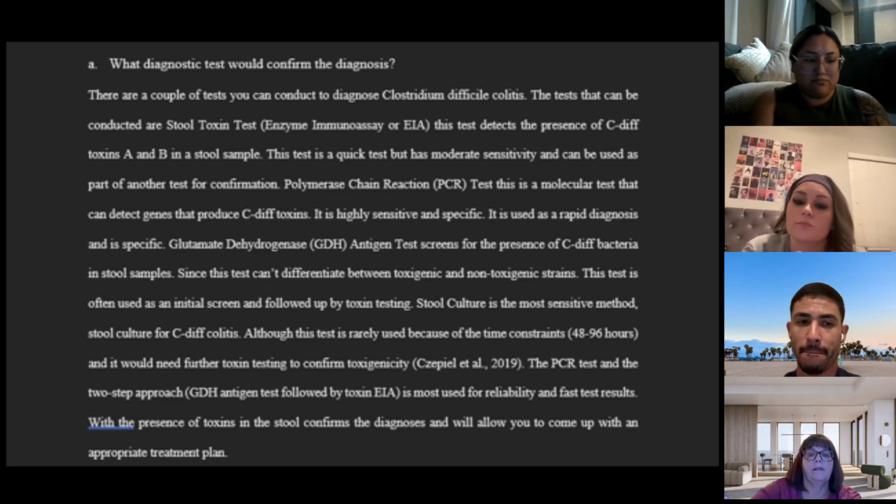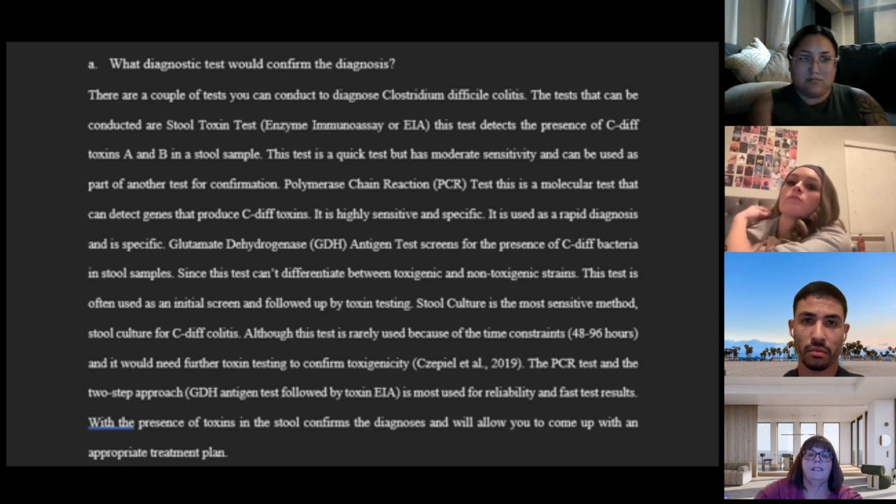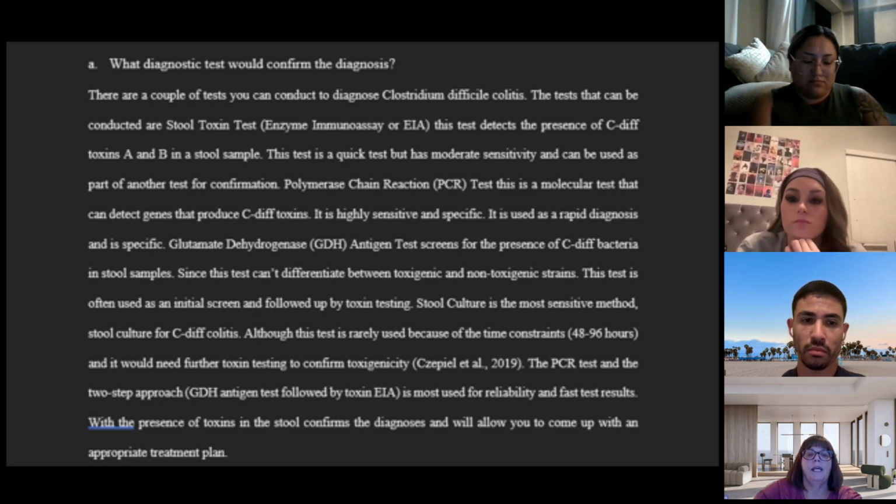Stool culture is the most sensitive method, stool culture for C. diff colitis. Although this test is rarely used because of the time constraints, anywhere from 48 to 96 hours to get the test results, and it would need further toxin testing to confirm toxicity.